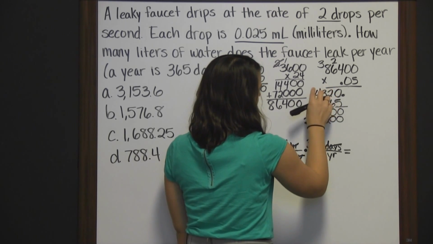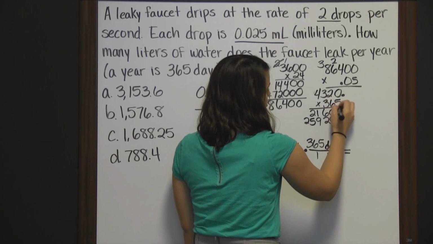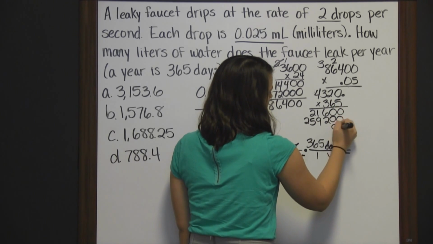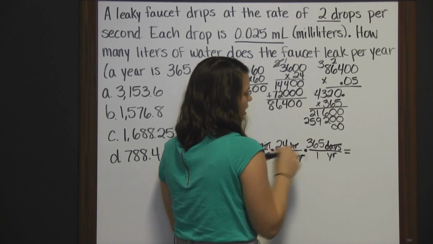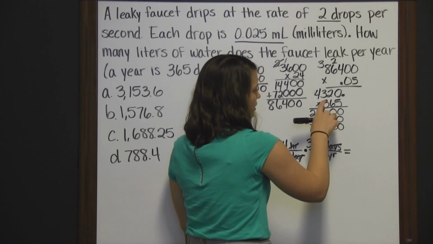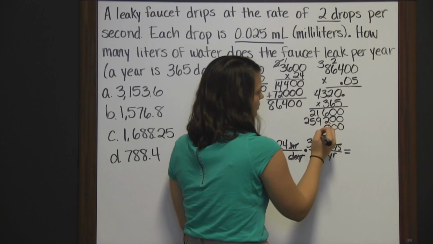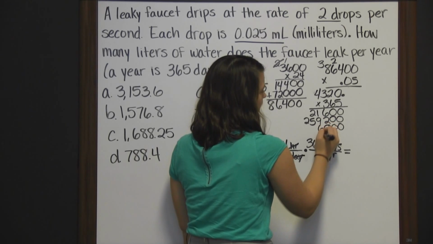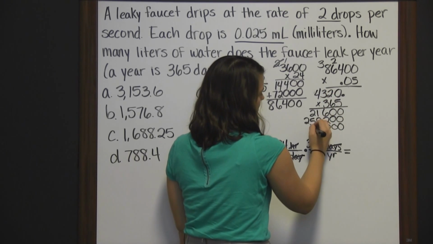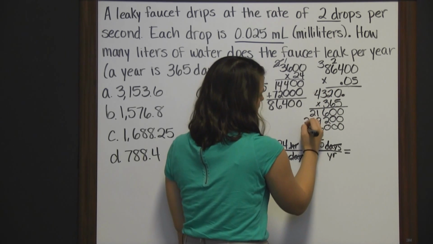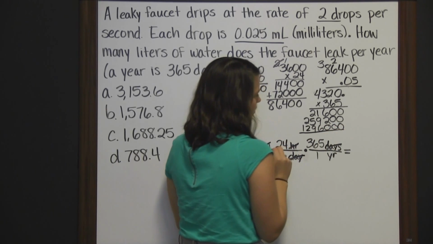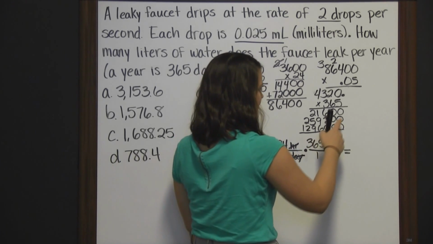Get rid of those. And then we need now two 0 placeholders for the 6 and the 5. And now we're multiplying times the 3. So 3 times 0 is 0. 3 times 2 is 6. 3 times 3 is 9. 3 times 4 is 12. And we need to add all this up.